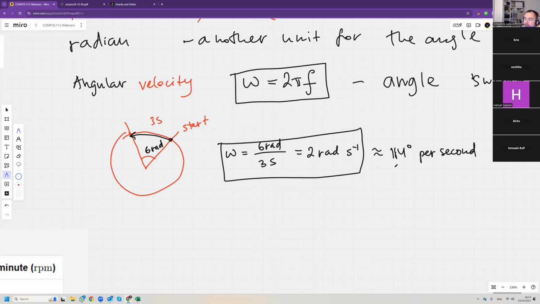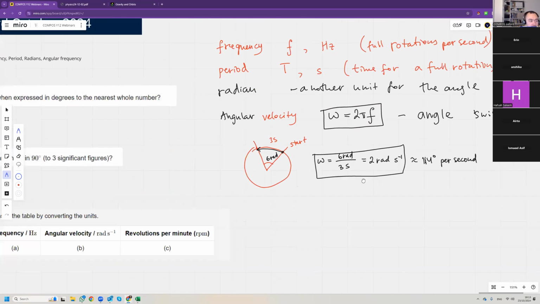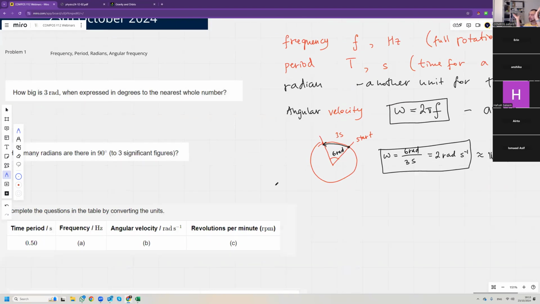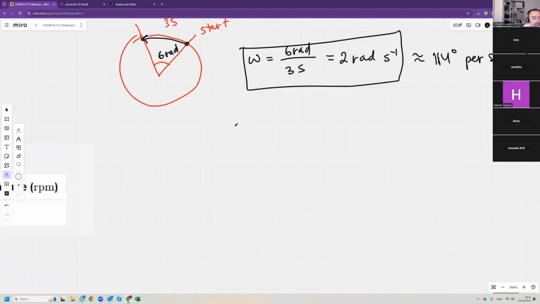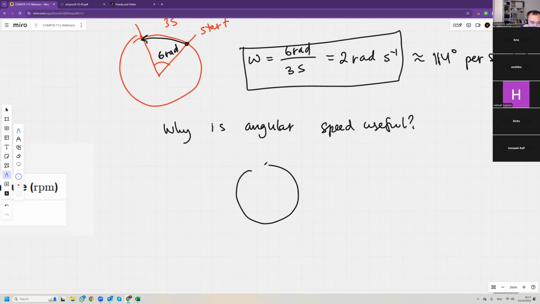Okay, lovely. So we got there. So this is just the meaning. Angular speed is a very useful thing to talk about. Why is it useful? Well, for example, why is angular speed useful? Let's take a wheel, for example, and it is rotating.